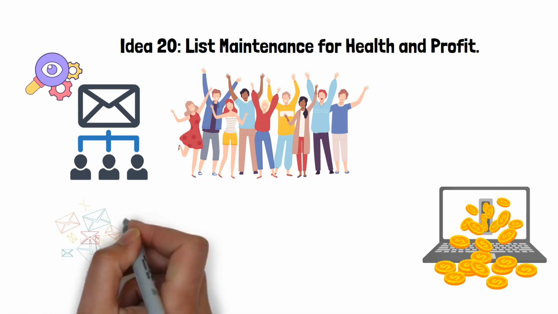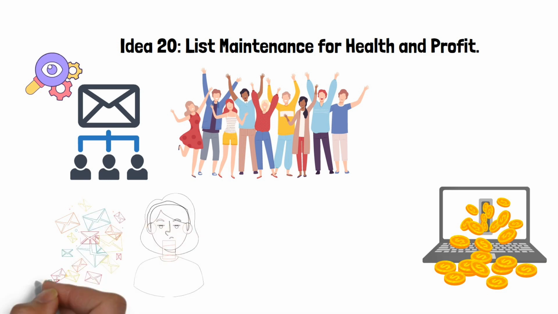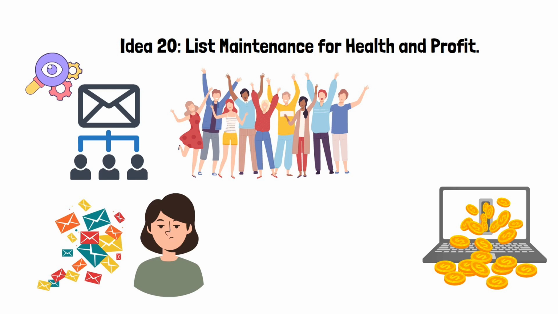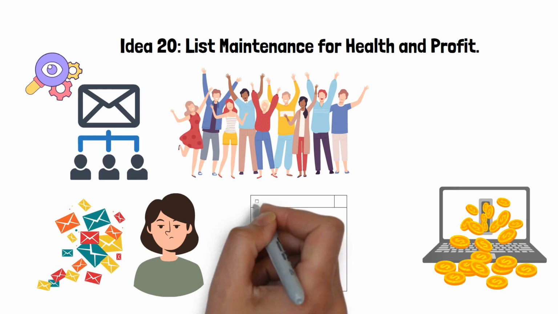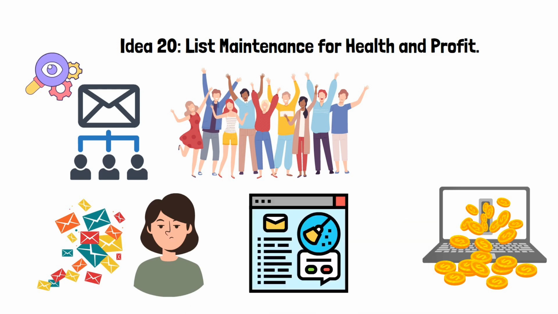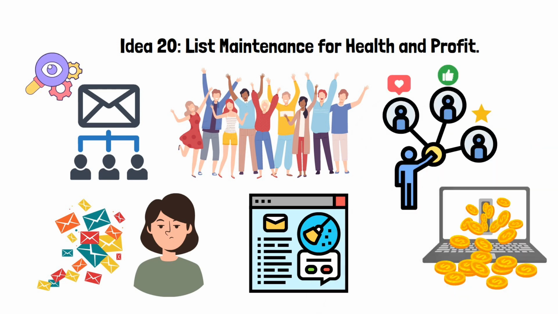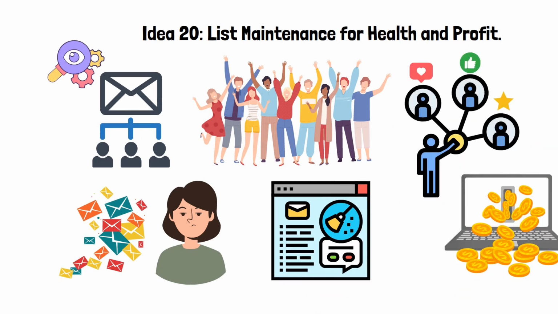Taking care of your list means making sure that the people on it actually want to be there. You don't want to keep sending emails to someone who isn't interested anymore. That's why it's a good idea to clean up your list now and then. You can remove people who haven't opened your emails in a long time. This makes your list smaller, but it also means that your emails are more likely to reach people who really want to hear from you.